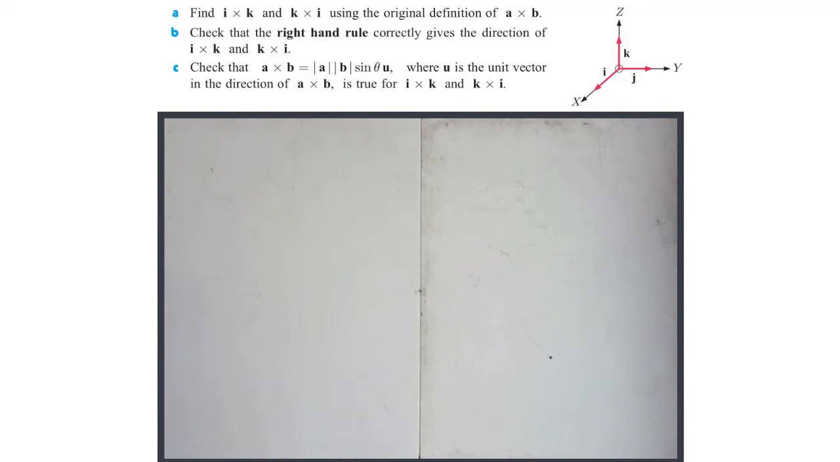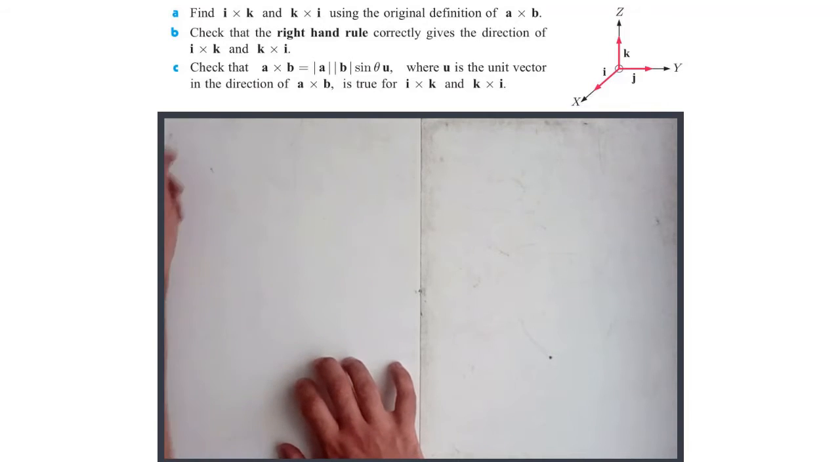sine theta, where theta is the angle between A and B, times some unit vector u, where u is the unit vector in the direction of A cross B, which we're going to have worked out from part A anyway. Check that that is true for i cross k and k cross i. Okay, so part A, i cross k and k cross i.